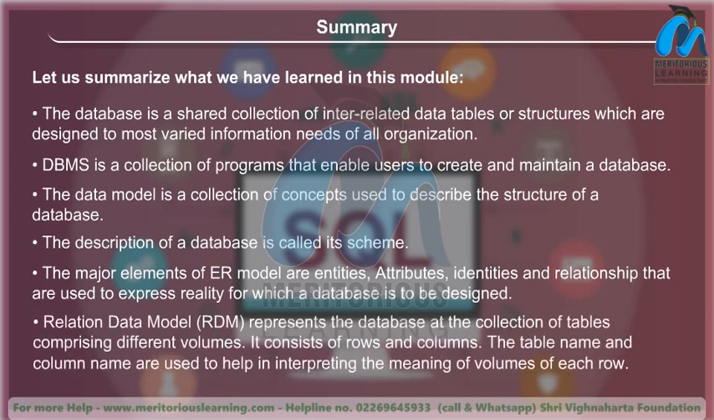The major elements of the ER model are entities, attributes, identities, and relationships that are used to express reality for which a database is to be designed. Relational Data Model, RDM, represents the database as a collection of tables comprising different values. It consists of rows and columns. The table name and column name are used to help in interpreting the meaning of values of each row.